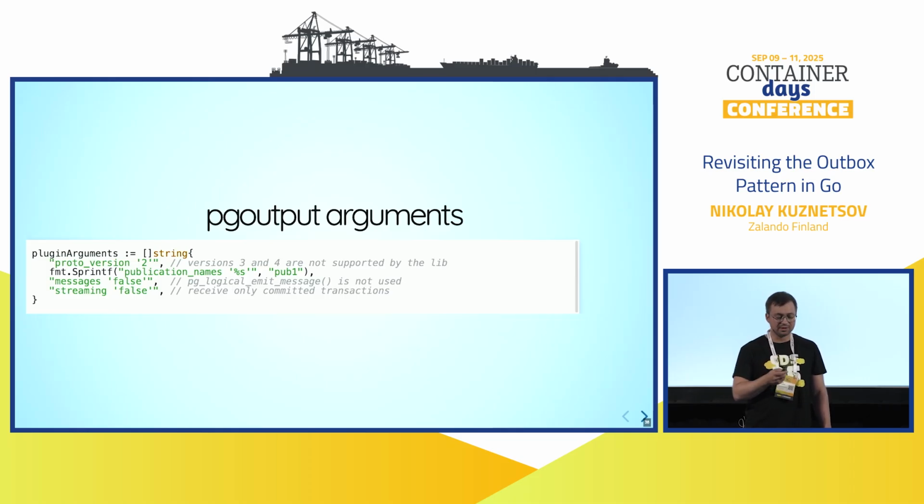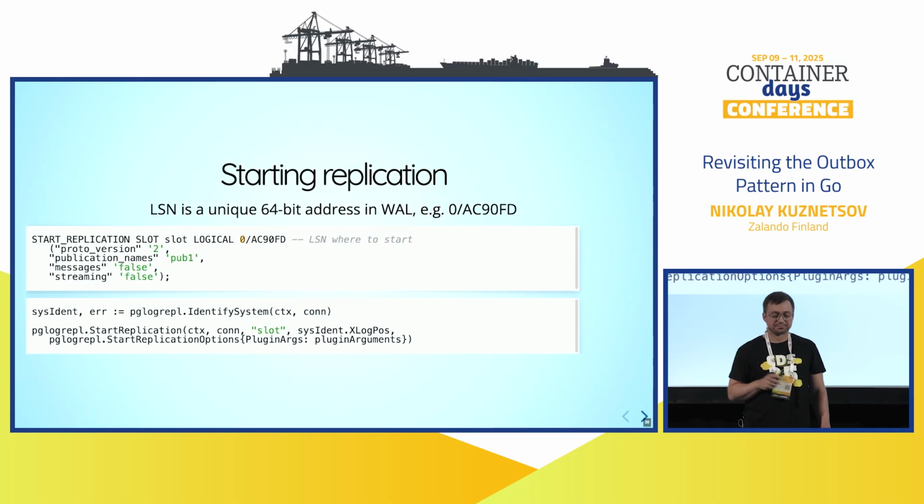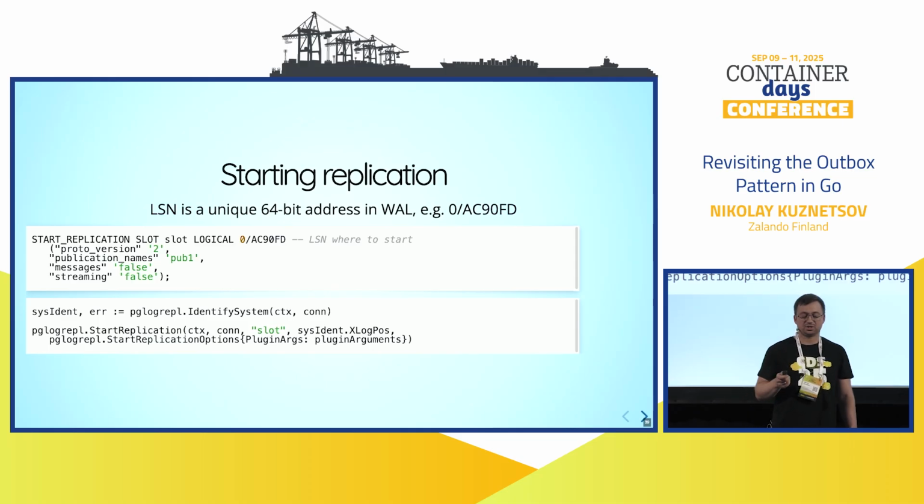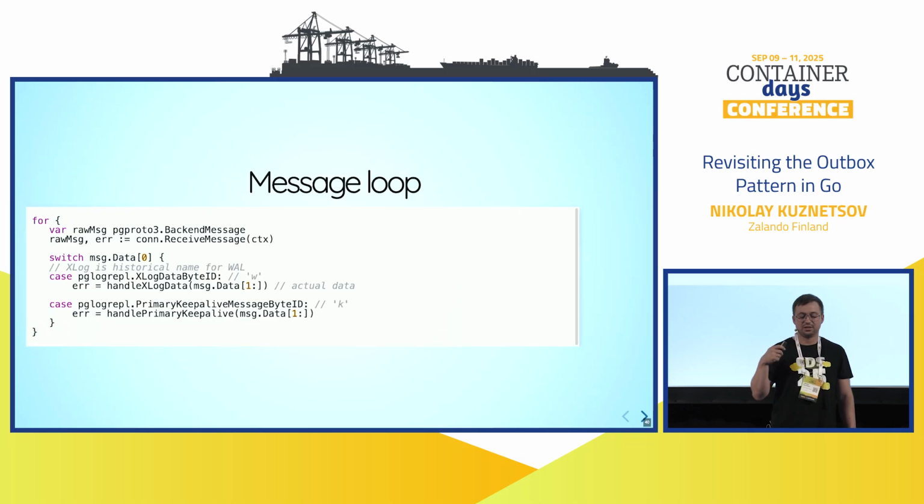The most important part here is that we provide the publication name, and the publication is just the definition of the tables which we want to be exported. And then we can start the replication. That's where the interesting things start happening. We need to provide the position in the WAL file where we start the replication, and then Postgres starts sending the messages from the table, the one we configured in the publication.